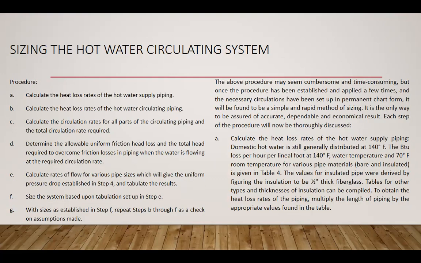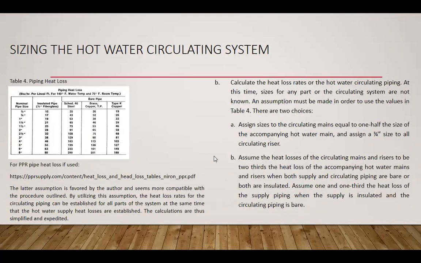Okay. Calculate the heat loss rates of the hot water supply piping. Domestic hot water is still generally distributed at 140 Fahrenheit. Okay? The BTU per hour per linear foot at 140 Fahrenheit water temperature and 70 Fahrenheit room temperature for various pipe material, bare and insulated, is given in table 4. So, piping heat loss. This is the schedule 40 steel, bare copper, type K copper. This is the bare pipe, brass.